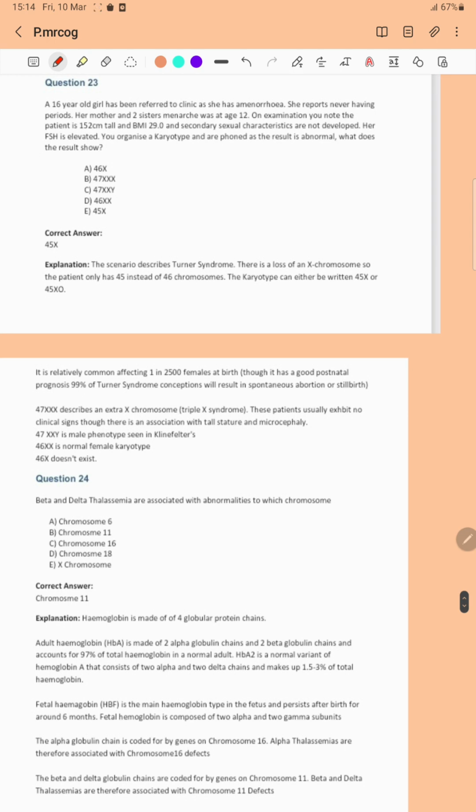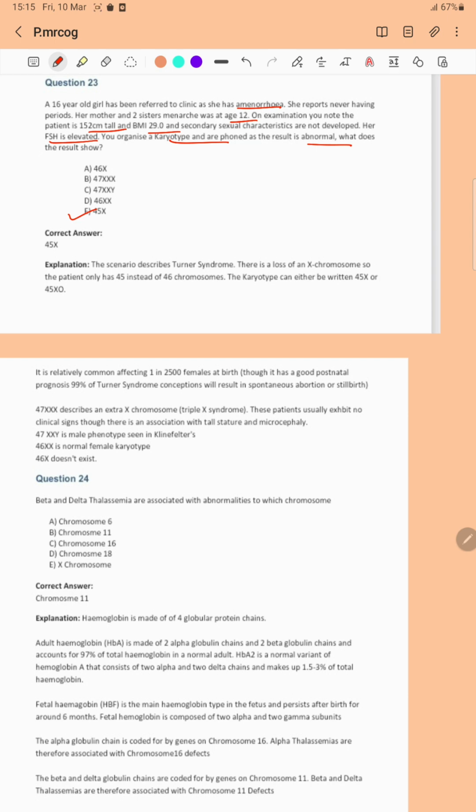Okay, a 16-year-old girl has been referred to the clinic as she has amenorrhea, and she reports never having had periods. Her mother and two sisters had menopause at the age of 12. On examination, the patient is 152 centimeters tall and the BMI is 29, and secondary sexual characteristics are not developed. Her FSH level is elevated, and you organize a karyotype and the result is abnormal. What is the result going to show? So here it is 45,X, because all the features describe Turner syndrome.